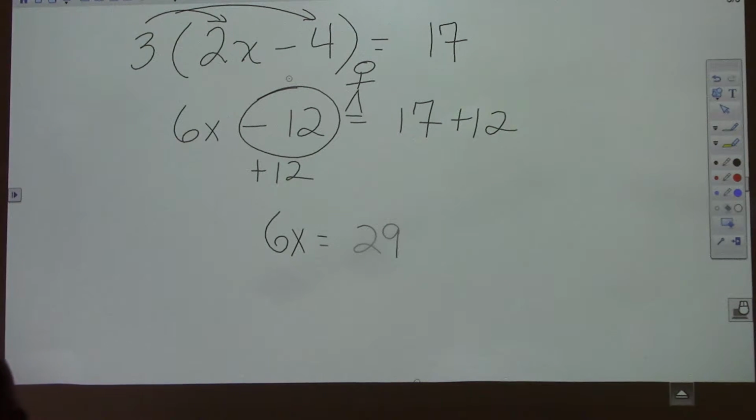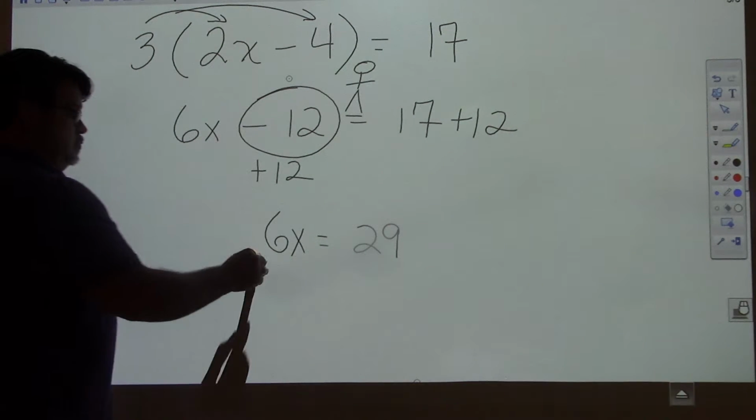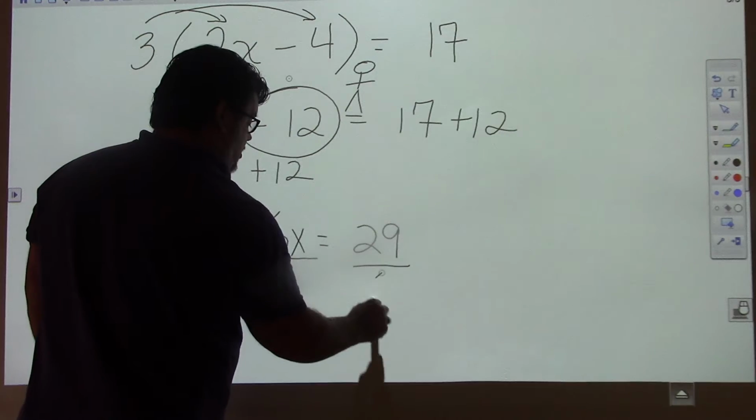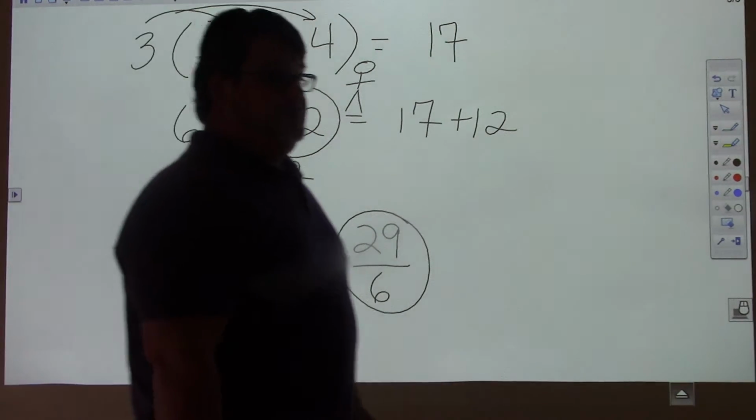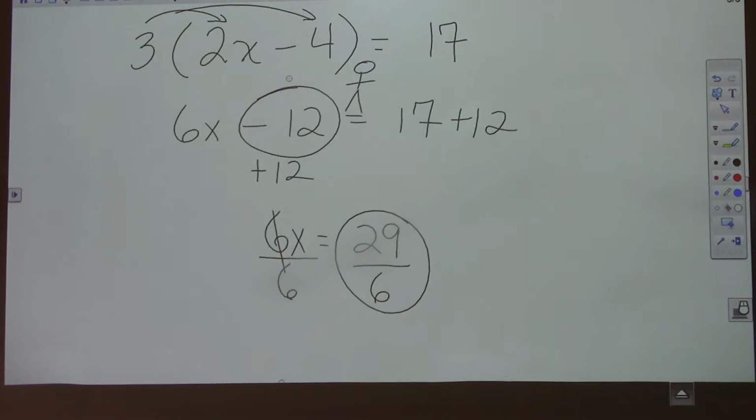And how do you get rid of multiplying by 6? Now, what's hard about this? It's not hard. But we're going to learn it step by step. And then we're going to put everything together.